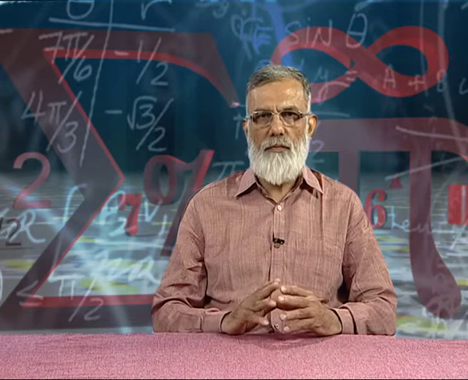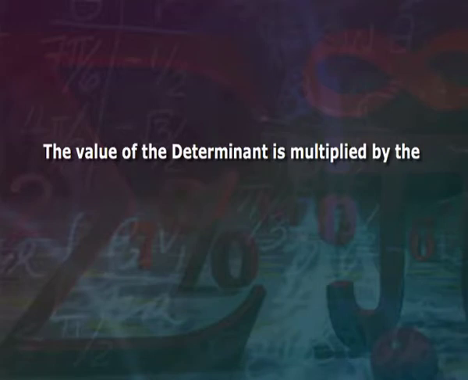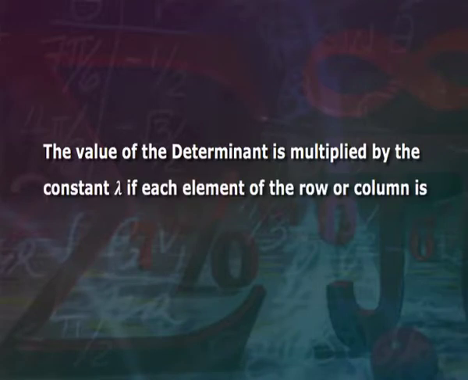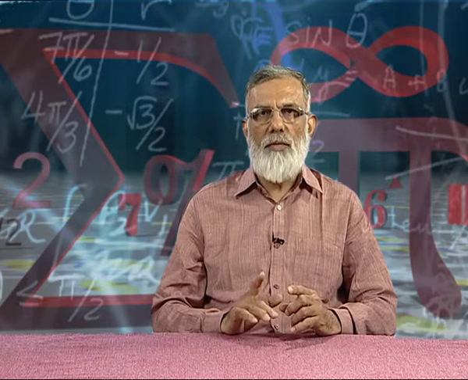1. The value of the determinant remains unaltered if rows and columns are transposed. That is, determinant of A is equal to determinant of A transpose. 2. The value of the determinant is multiplied by the constant lambda if each element of a row or column is multiplied by lambda. 3. The determinant has a 0 value if two rows or two columns are linearly dependent.